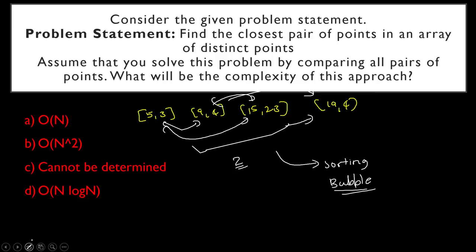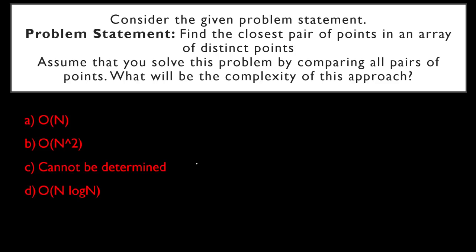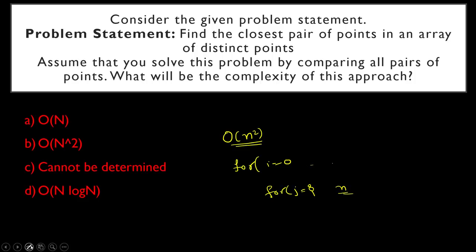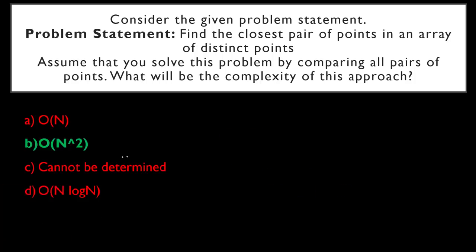So what is the complexity of this problem? The complexity will be O of n square. The reason is you will have two for loops, one for i equal to 0 up to n, and another for loop for j equal to maybe i to n. This will compare every pair of points.